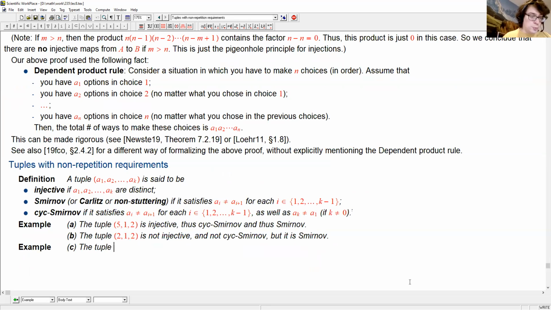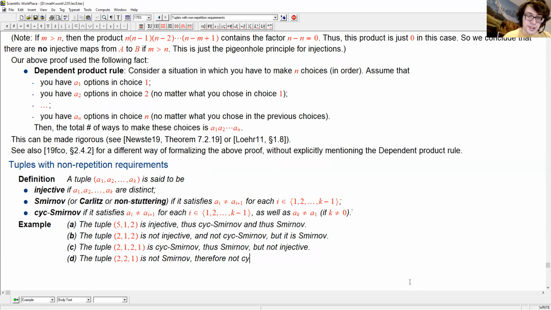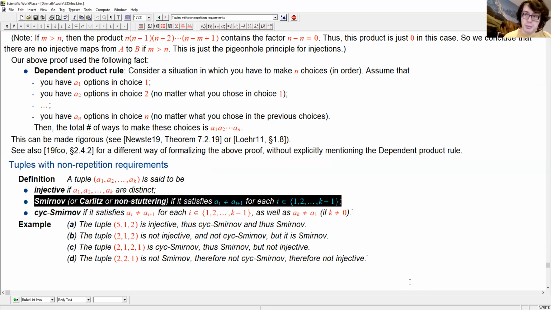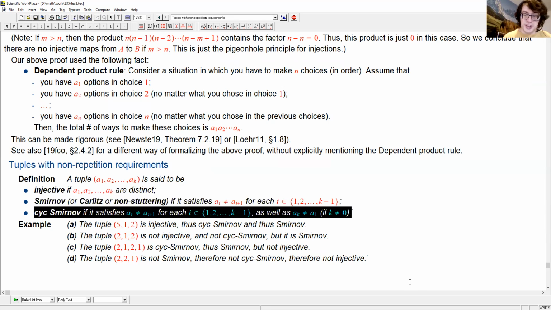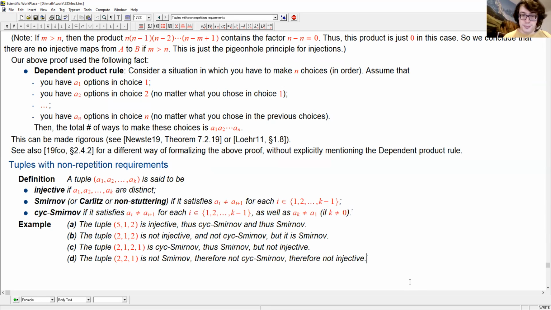Next, the tuple 2121 is cyclically Smirnov, thus Smirnov, but it is not injective. And finally, the tuple 221 is not Smirnov, therefore not cyclically Smirnov, and therefore not injective. So this is the strongest requirement. This is the middle one, and this is the weakest.